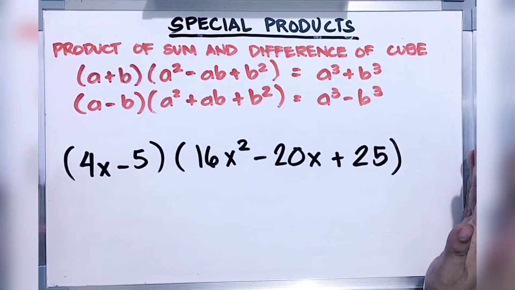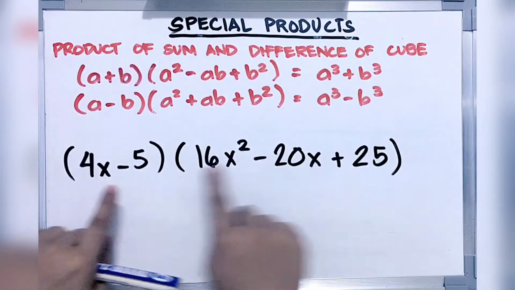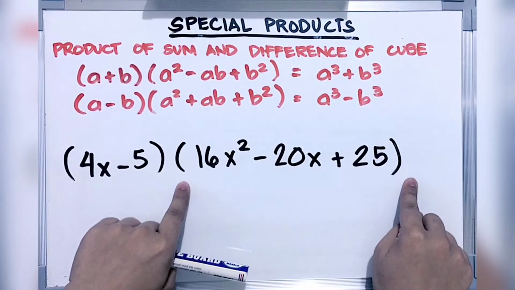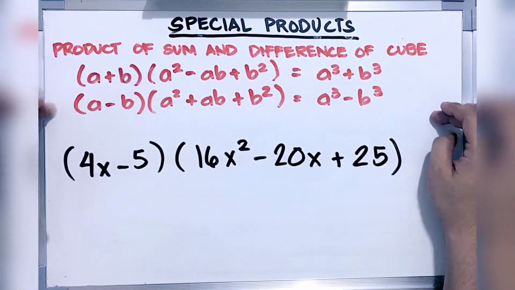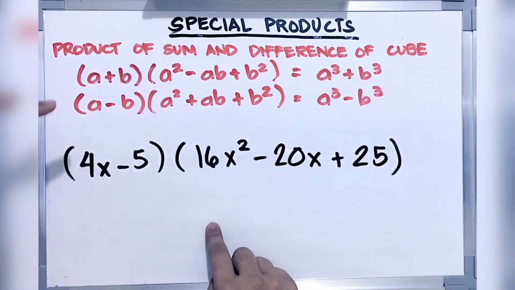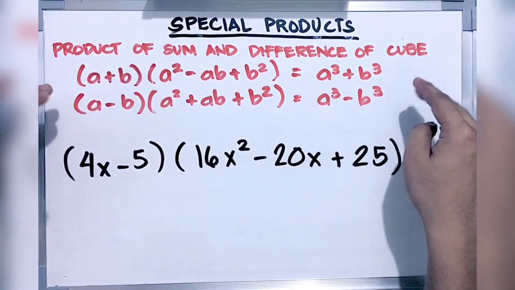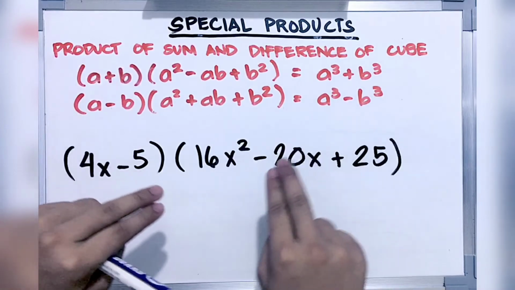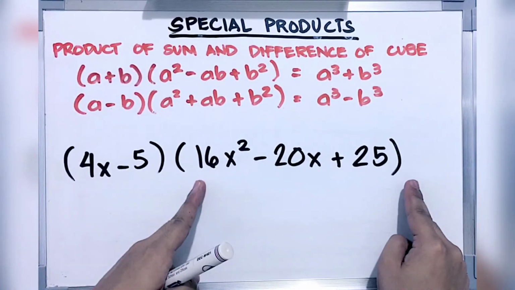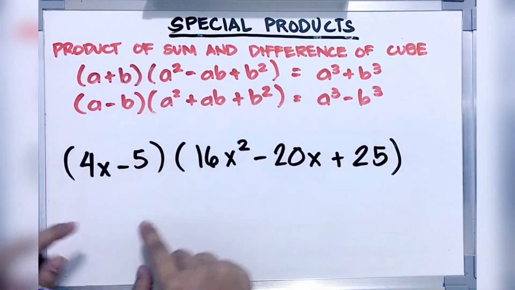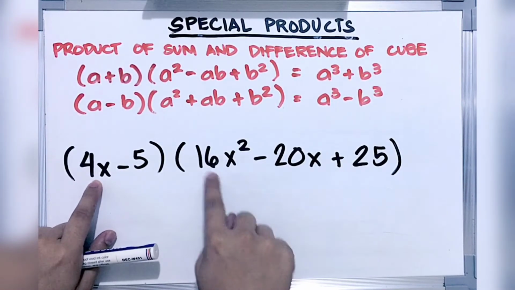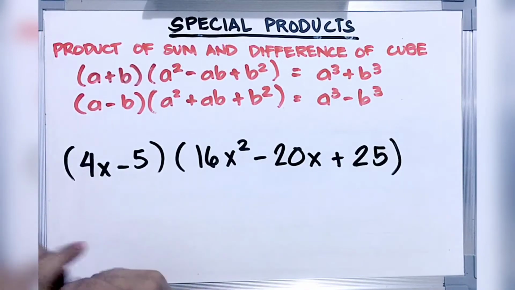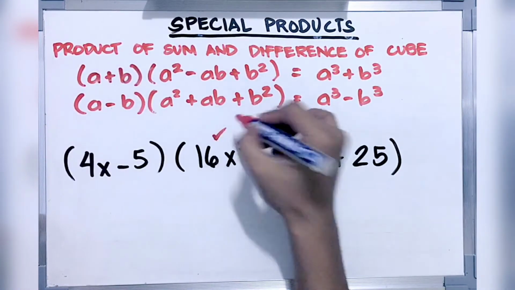So, i-try natin dito sa example na to. Meron tayong binomial at meron tayong trinomial. Tingnan natin kung saan siya magko-conform sa dalawang equation. So, dahil negative to, pwedeng ito na yung gamitin natin. I-check natin kung nag-conform naman tong trinomial dito. So, square ng first term, 16x squared. So, okay siya. Okay yung ating first term.